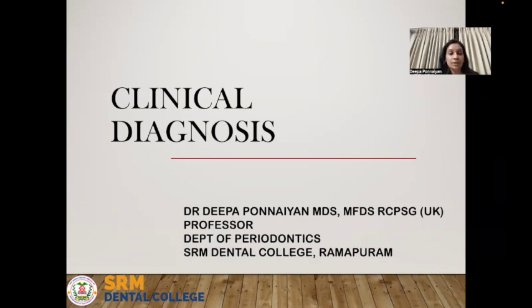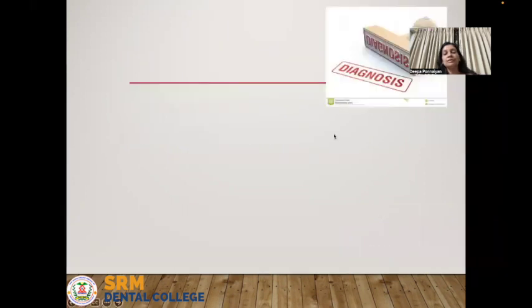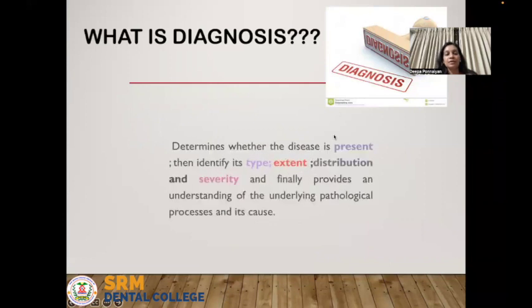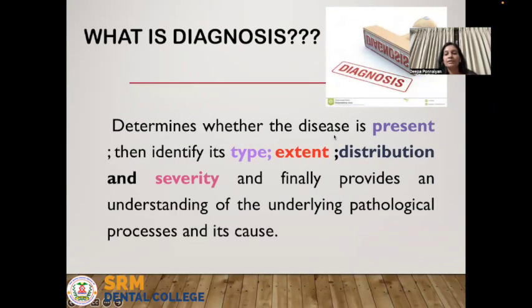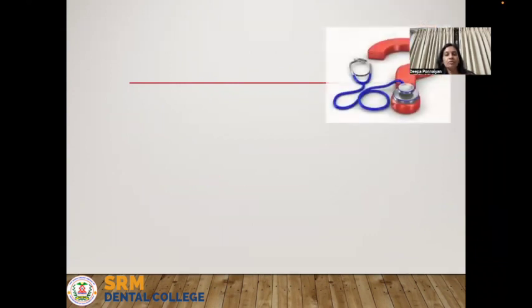So today's topic, we're going to learn about clinical diagnosis. So what is diagnosis? Diagnosis determines whether the disease is present. It identifies its type, extent, distribution, and severity, which finally helps us provide an understanding of the underlying pathological processes and its cause.